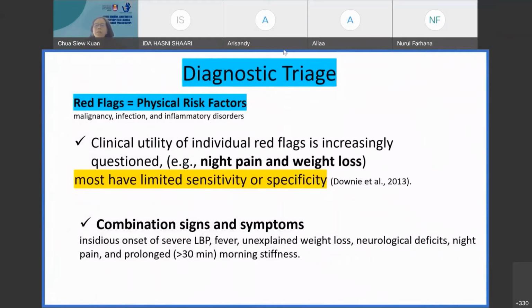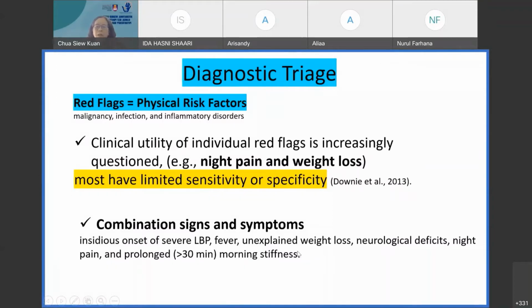So lately, comments on red flag screening: they say the clinical utility of individual red flags is increasingly questioned. Why? Because you can see a lot of patients with cancer who end up at stage 4, stage 5 cancer, but they had no symptom of night pain, no weight loss, or even fever. So most have limited sensitivity or specificity. This is the comment from 2013.